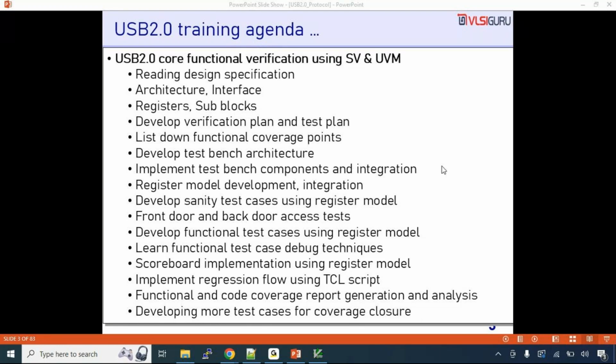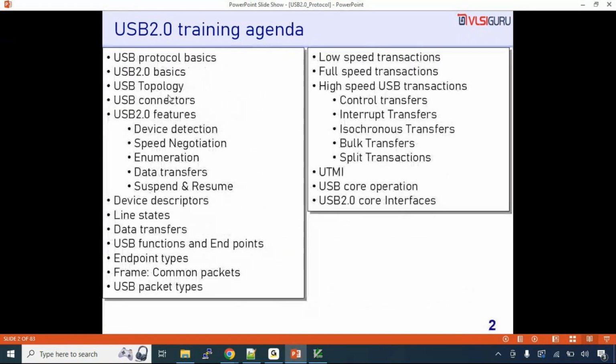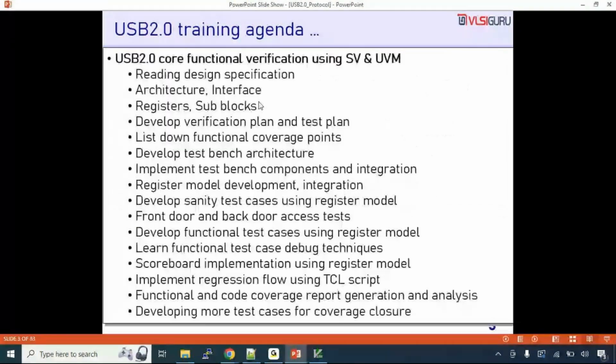So this is the overall training agenda. As you can see, we divided the training agenda into two parts. One is learning the protocol related concepts. The other is learning the USB core functional verification using SystemVerilog UVM.